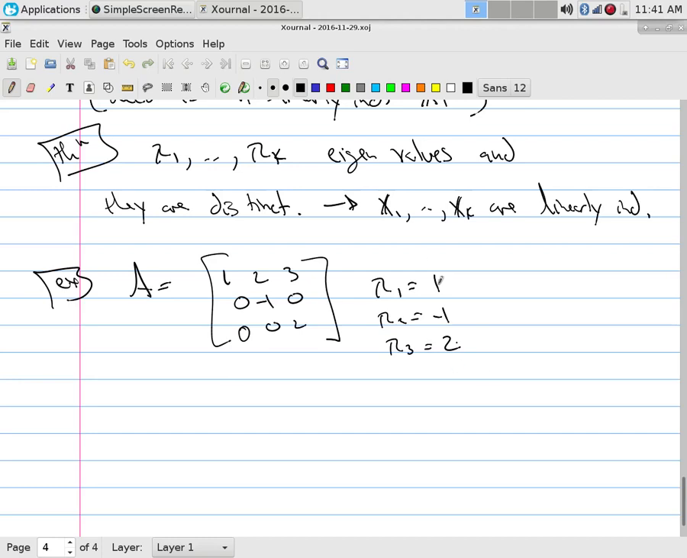Okay? So that immediately tells us that we have this, right? Now, are these distinct? Yes. So if I went back and found x1, and then x2, and x3, I don't even need to check these. They're going to be linearly independent, because they're distinct eigenvalues, these must be linearly independent. We're good.